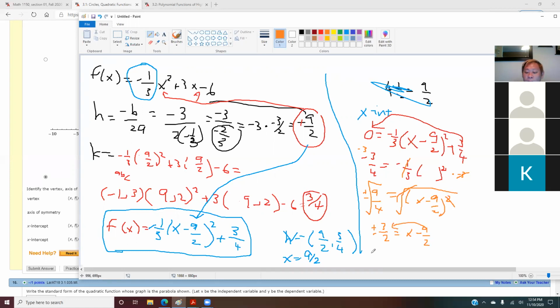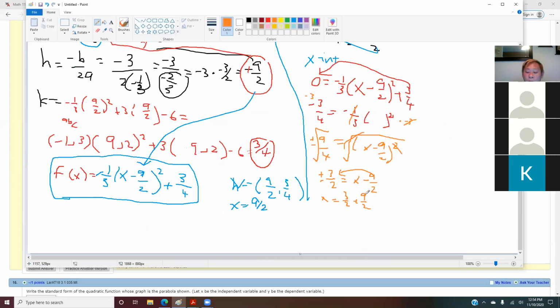And then what you do here is you add 9/2 over there. So x in this case is 3/2 plus 9/2, or -3/2 plus 9/2, because you got a plus minus, so you got 2 answers. So this gives me 3 plus 9 is 12, 12/2 is 6. This gives me -3 plus 9 is 6, 6/2 is 3. So your coordinates for the x-intercept are 6, 0 and 3, 0.